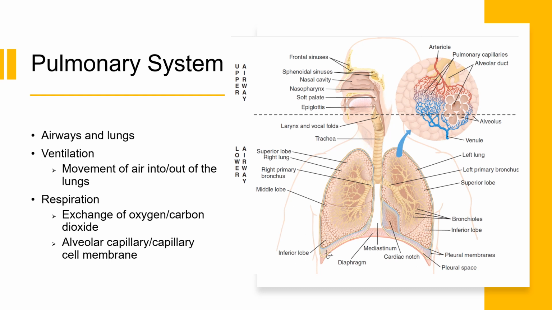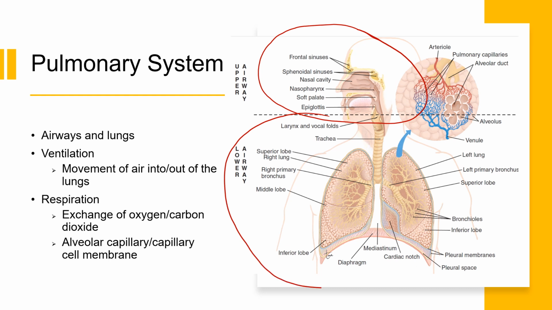So if you look at this picture here, you can see that above our trachea is considered our upper airway, and below our trachea is considered our lower airway. When we breathe in, air goes through our nasal cavity, which helps to humidify the air. It goes down through the trachea, through our bronchioles, into our lungs, where the oxygen can be transported into the bloodstream. Okay, so part of our pulmonary system are airways and lungs. Then we have ventilation and respiration.